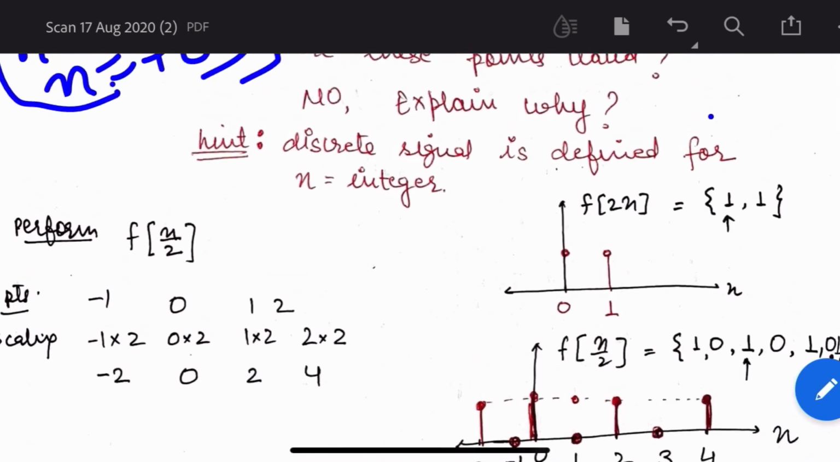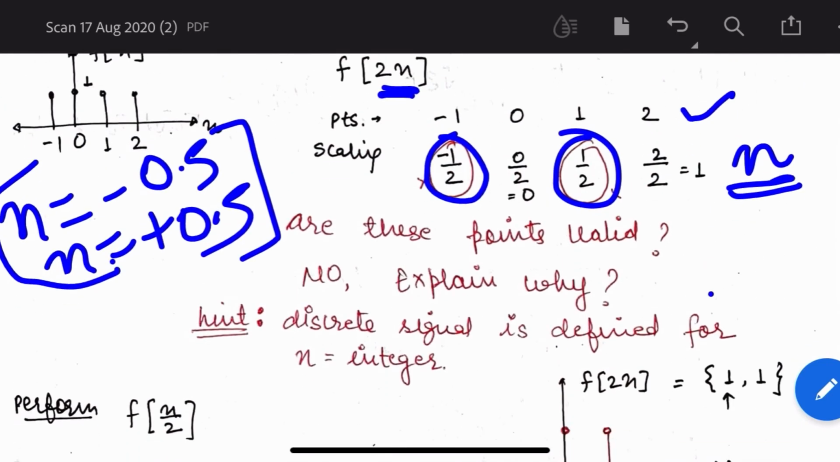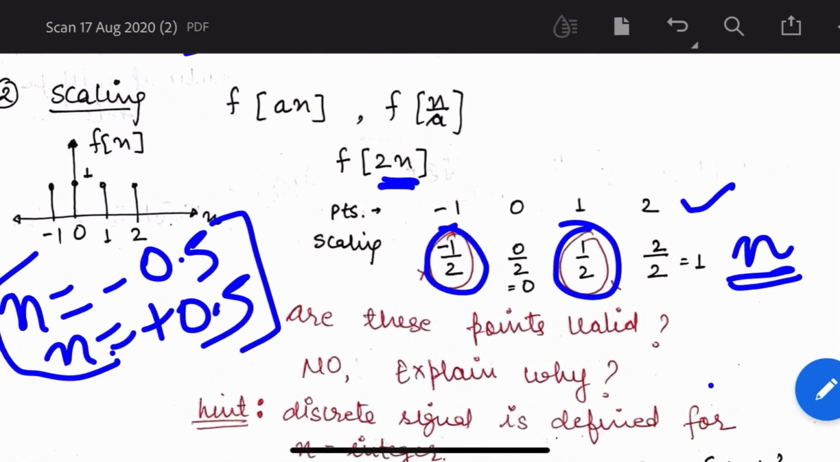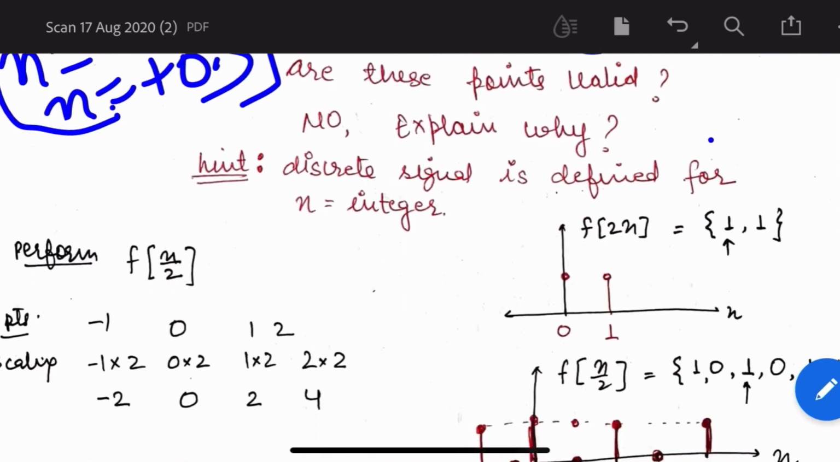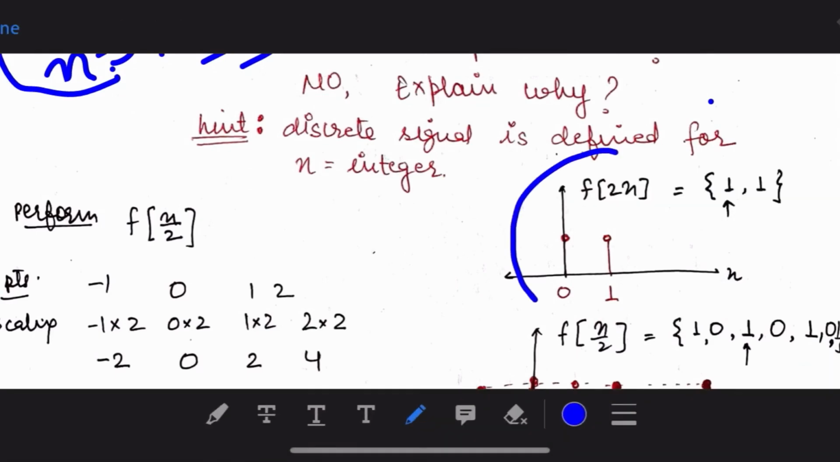As I told you, these 2 are not valid points, so we will not consider these points. So after applying 2n we are left with only 2 points. So these are your 2 points, at 0 and 1.